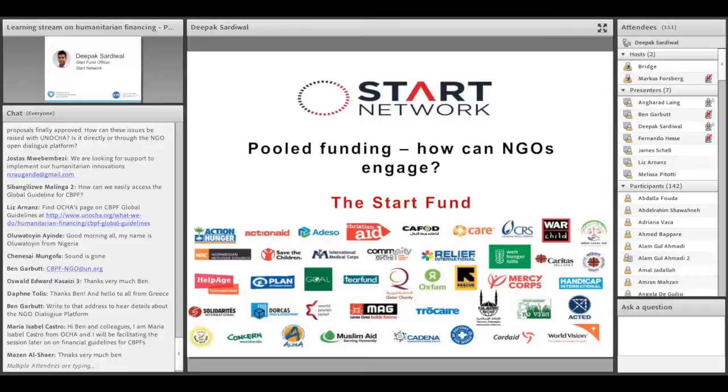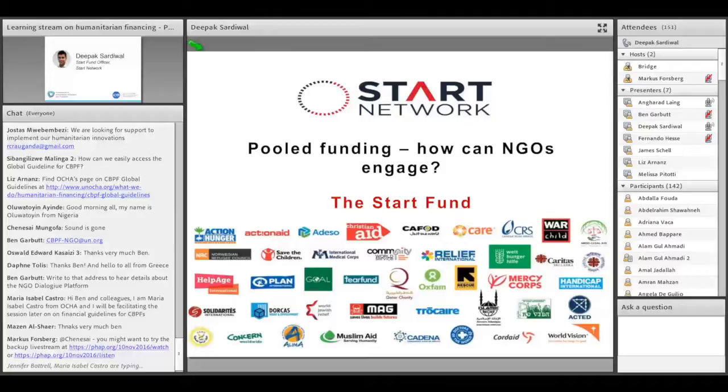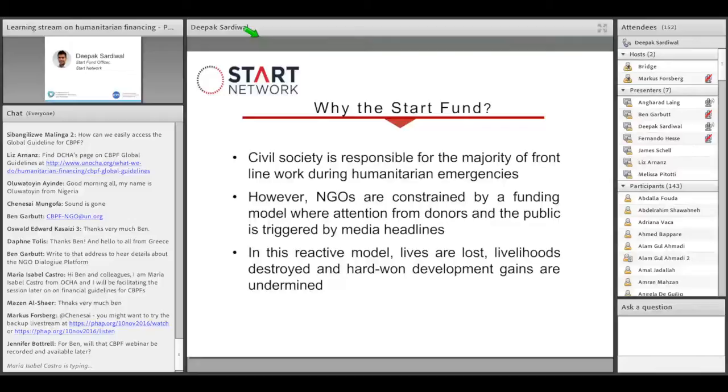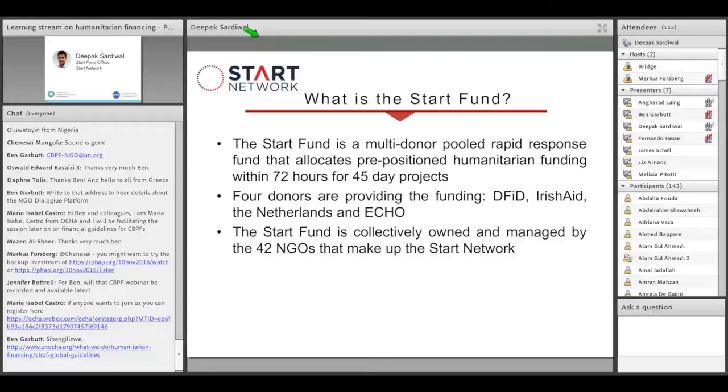Before I delve into the details of the START Fund, I just wanted to provide some context before doing that. So we know that civil society is responsible for the majority of frontline work during humanitarian emergencies. However, NGOs are constrained by a funding model where it's often difficult for them to respond until an emergency has escalated and attracted media headlines. So in this reactive model, lives are lost, livelihoods are destroyed, and hard-won development gains are undermined even before a response is launched. So where does the START Fund fit into this? The START Fund is a multi-donor pooled rapid response fund that allocates pre-positioned humanitarian funding within 72 hours, and these are for 45-day projects.